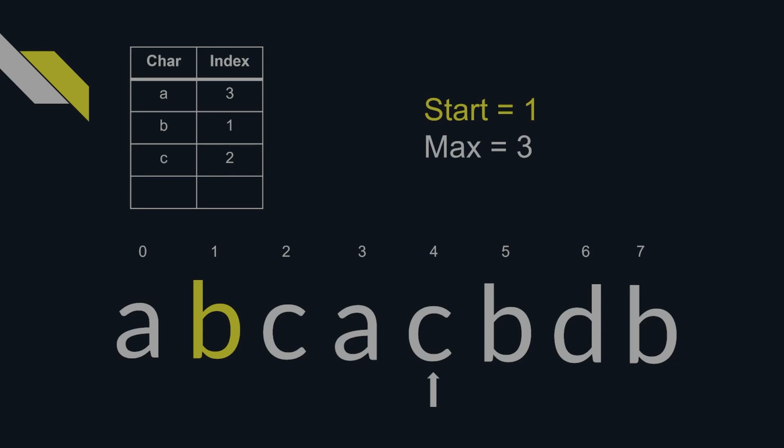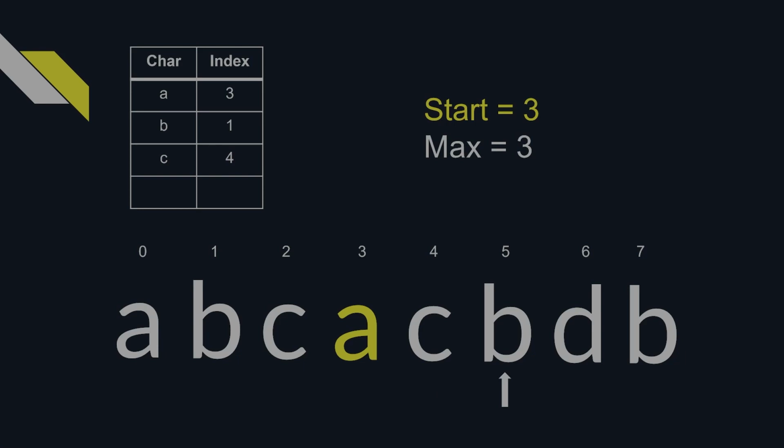Let's continue with the next letter. Again, we saw a C before. We check the substring starting from start. Its length is also 3, so no update is needed. We then update our start with the next letter from the previous C we have seen, which is at position 3. And finally, we update our table with the current index.